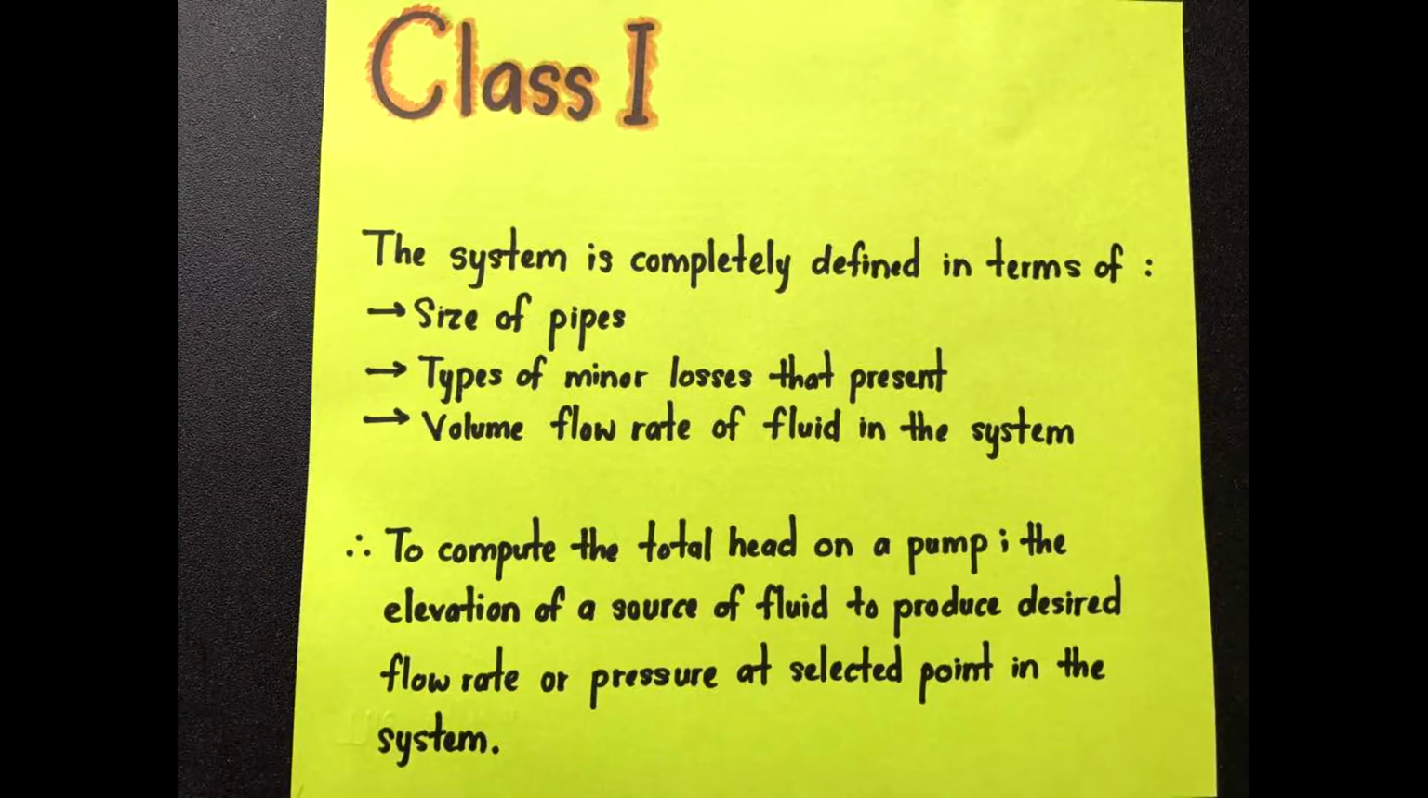The system is completely defined in terms of size of the pipes, types of minor losses, and the volume flow rate of fluid in the system. So class 1 is to compute the total head on the pump, or the elevation of the source of fluid, to produce a desired flow rate or pressure at a selected point in the system.